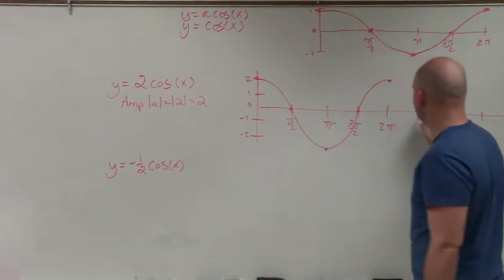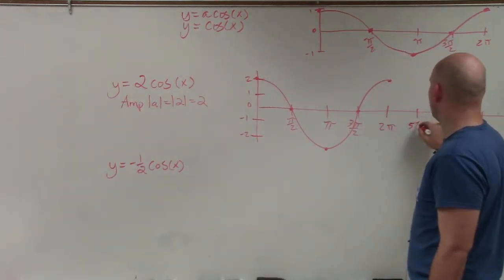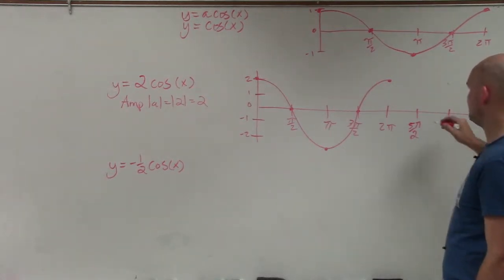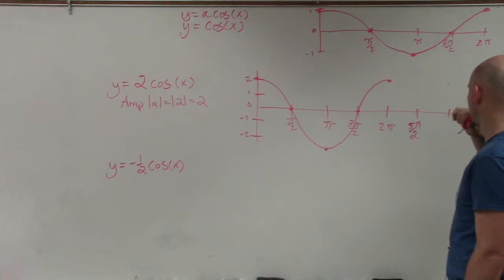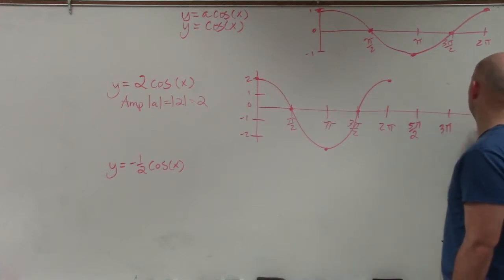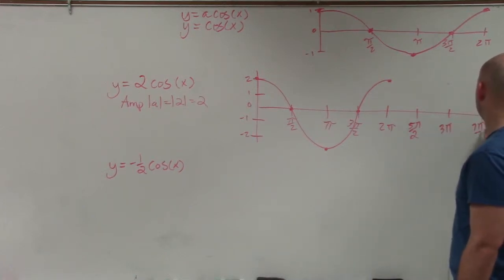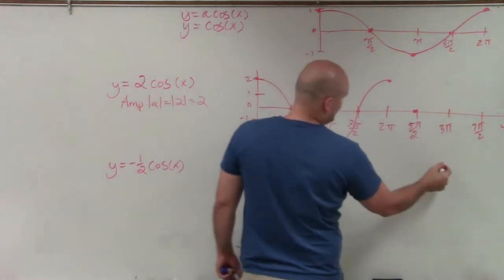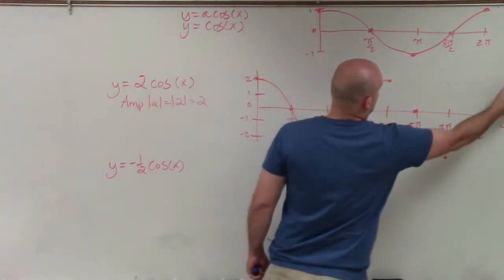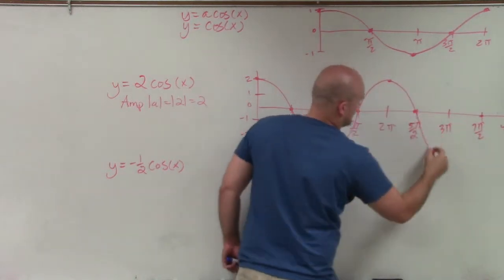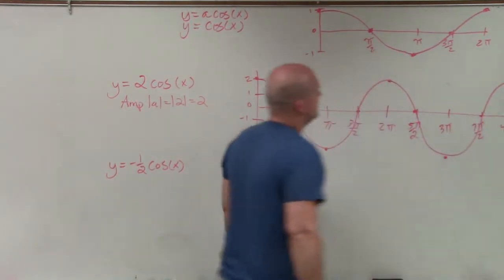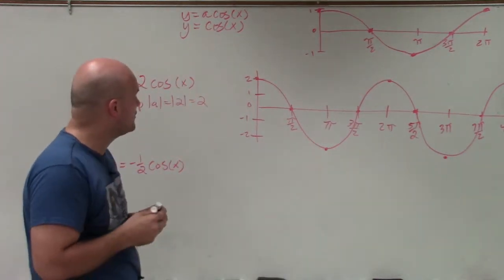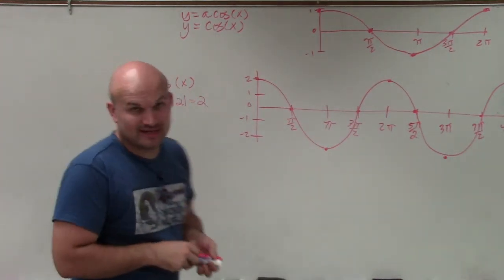all right, well, then this would be 5 pi over 2. This would be 6 pi over 2, which would be 3 pi. This would be 7 pi over 2, and this would be 4 pi. However, I can just continue, again, the exact same pattern. And boom, there you go. So there you go, ladies and gentlemen. That is how you graph when the amplitude is 2.